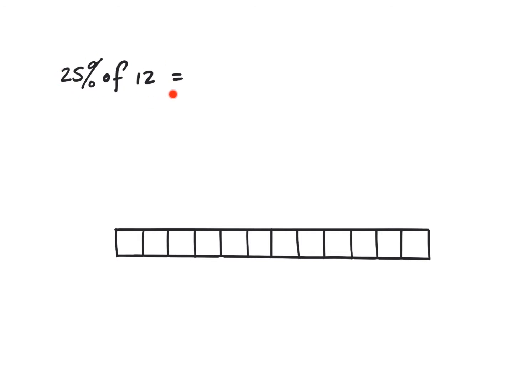Right, another one for you to have a go at. Do the sum and fill in the boxes. Off you go. Put the video on pause, come back when you're ready. Alright, well 25% of 12 is actually equal to 3. There is all of our workings out, and I've coloured in only 3 out of the possible 12 boxes.